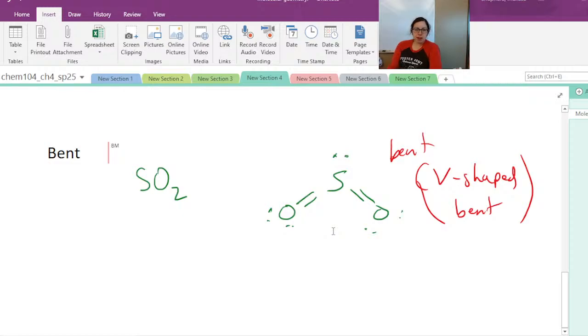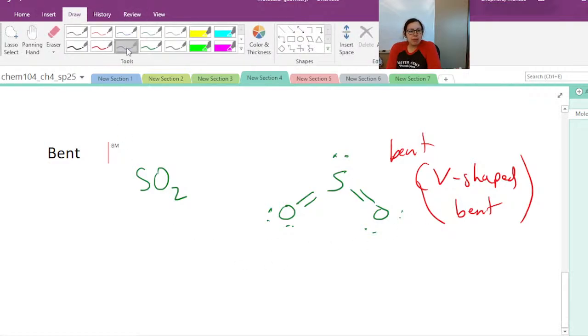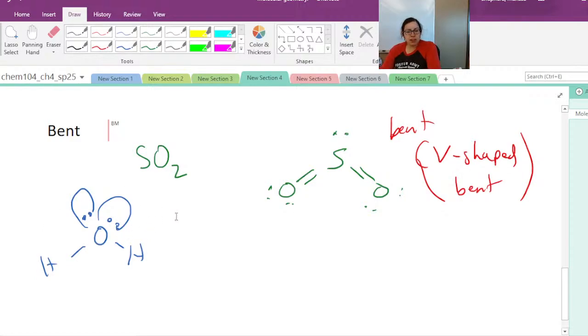All right, and then back to bent. So we did sulfur dioxide, which like I mentioned was this kind of special V-shaped bent. But then what's our other bent example? That's our very common molecule. Water. So yeah, water is the other bent. And the distinction is this one has 2 lone pairs. So truly this one is a modification of tetrahedral.